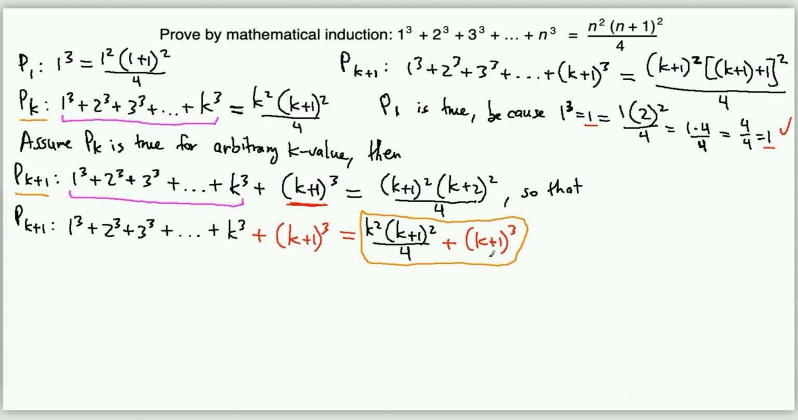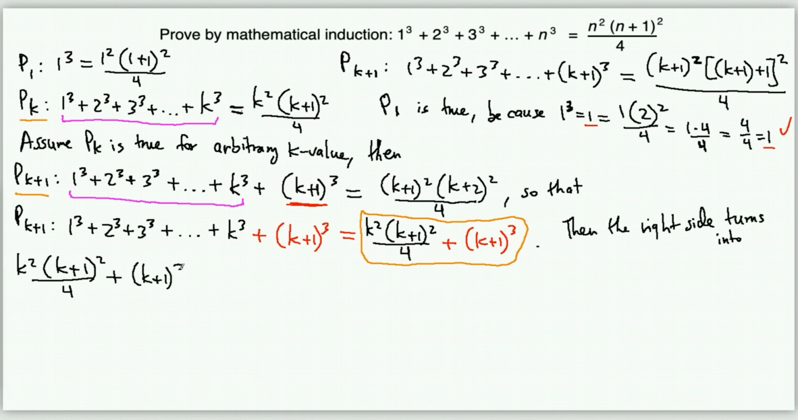Okay, so how do we do that? We do that by writing the right side, this is the side I'm talking about, turns into, let's see, k squared, I'm gonna rewrite this again, copy this down, over 4 plus (k plus 1) to the third. So now, obviously, this is going to be one term that we need to transform this into, right? So we have two terms. So we have to combine this into a single fraction.